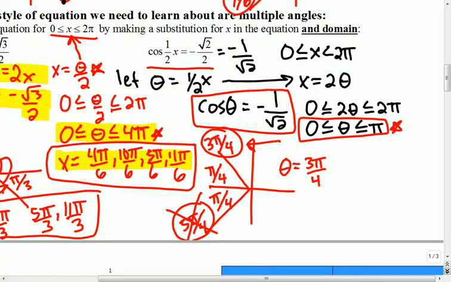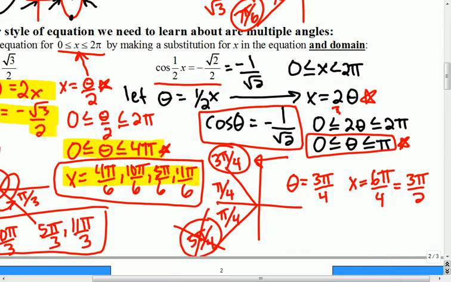Okay, so what would I get then if I was to get my answer back in terms of x? Yeah, timesing it by 2. This is the relationship, so I have to times by 2. That means x will be 6 pi over 4, which we'd most likely write as 3 pi over 2.